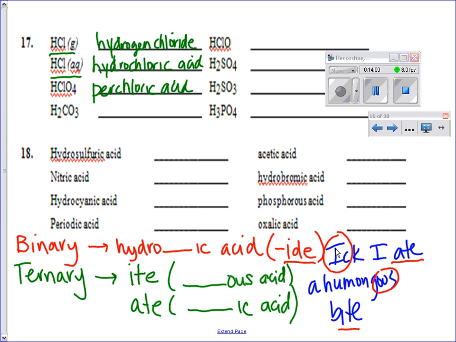Don't let the 2 here scare you. The only reason there's a 2 in the next one is because the charge on the ion is -2. So that does not affect the name at all. You still name the polyatomic, which is carbonate, so it's carbonic acid.